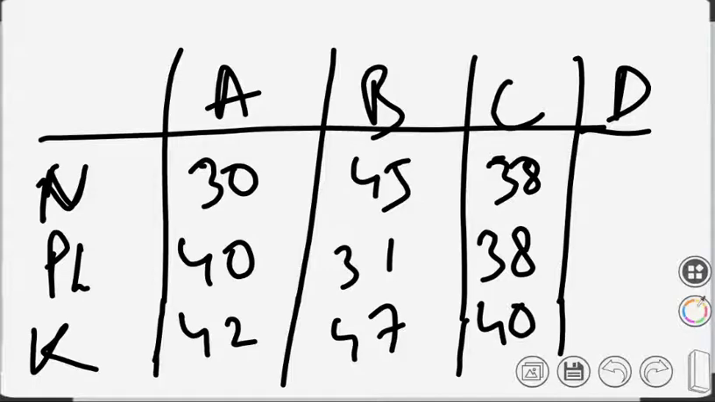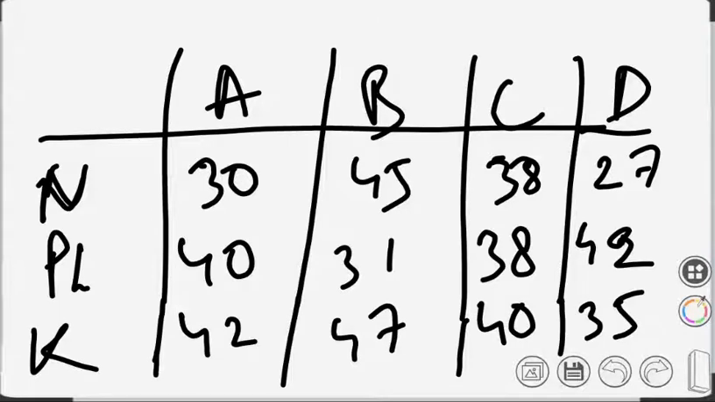Here it is, say, 27, 40, 42, 35. So do you get my point? So with different plots, when he uses different kinds of manures, then he gets different kinds of results. There is a variation among the plots as well as variation due to the different types of manures.